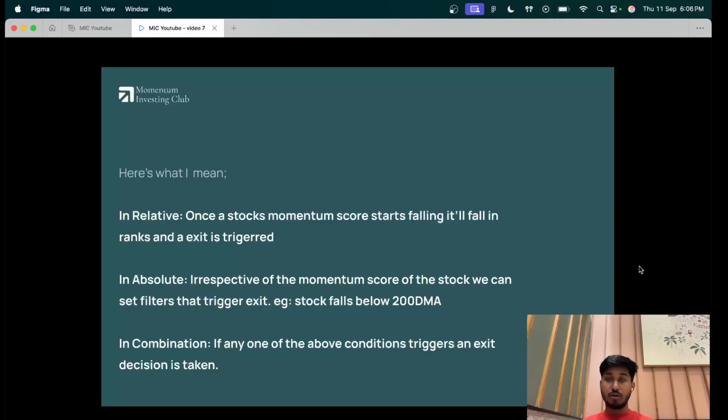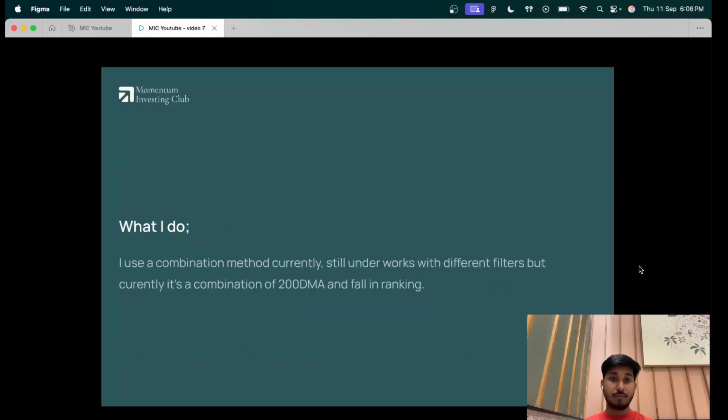And the last would be a combination of both. So if a stock's ranking falls, we exit, or vice versa. Even if it is above its 200-day moving average, because it has ranked lower, we'll exit. Which is a combination method. What I personally do, I use the combination method. Still a work in progress, but currently I follow the combination method where if it falls in ranking, I exit, or if it falls below its 200-day moving average, I exit.